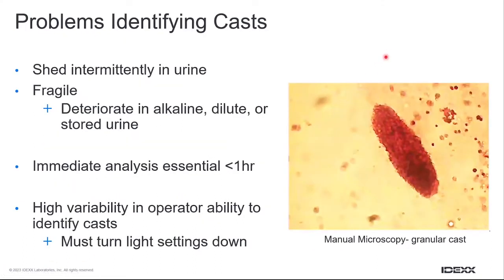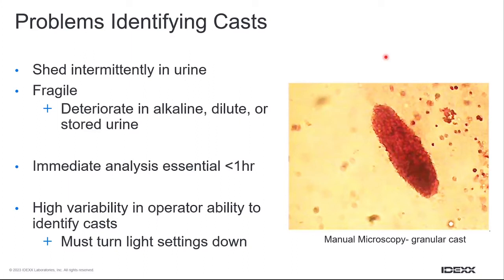But as I mentioned, it's difficult to identify casts because they are very fragile. So if you are spinning your urine too violently with a high centrifugation rate, or if you're not looking at fresh urine, there's every chance these will have disintegrated before you get an opportunity to identify them. In addition, they're also shed intermittently in urine, so their presence certainly indicates there's a problem if it's more than one per low-powered field for hyaline casts, for example, but absence of casts does not mean absence of disease because they're so fragile. They will deteriorate in stored urine, and they'll deteriorate in alkaline urine or dilute urine. So they really are precious little bundles and they need to be identified as soon as possible.